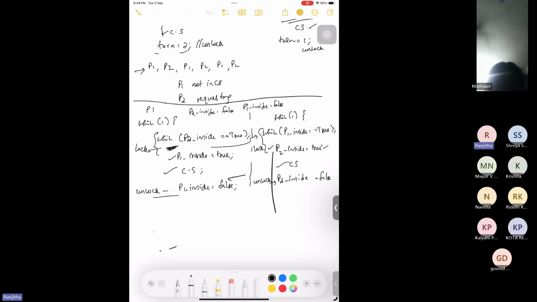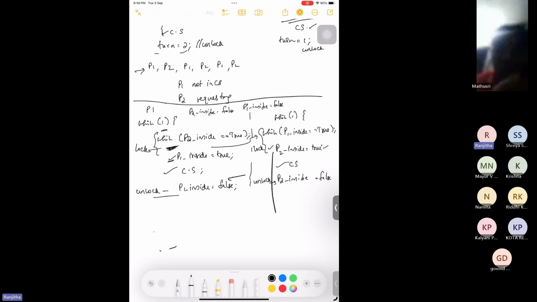Okay, so with such a mechanism, though we ensure that the progress criterion is met, mutual exclusion is not met with this solution. Now, another approach is to put this flag before the while loop instead of putting it here. Again, a similar problem happens.